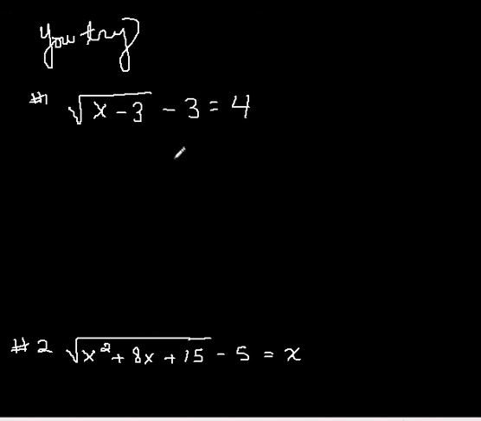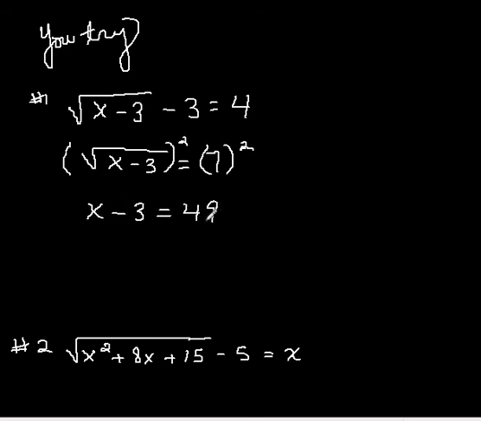Okay, hopefully you did it. Let's do it. So we get the square root of x minus 3 equals 7. Square both sides. We get x minus 3 equals 49. X equals, add 3, so we get 52. We should check these though.